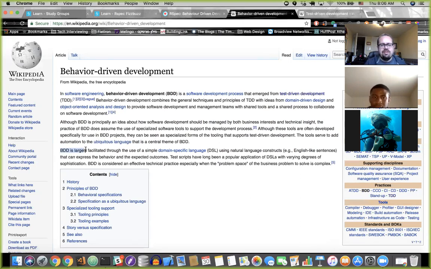BDD is largely facilitated through the use of a simple domain-specific language using natural language constructs, like English-like sentences that can express the behavior and the expected outcomes.